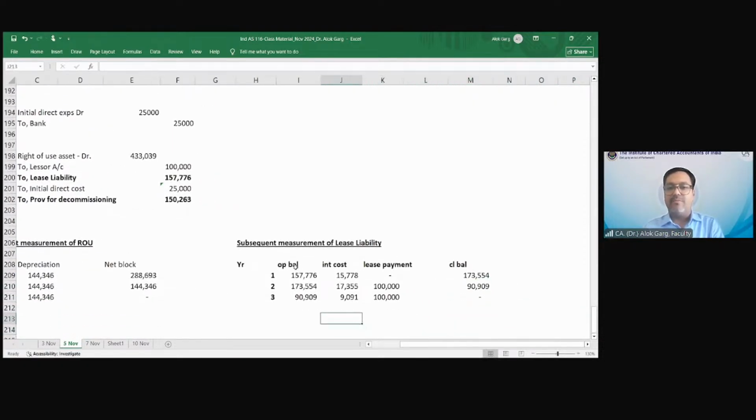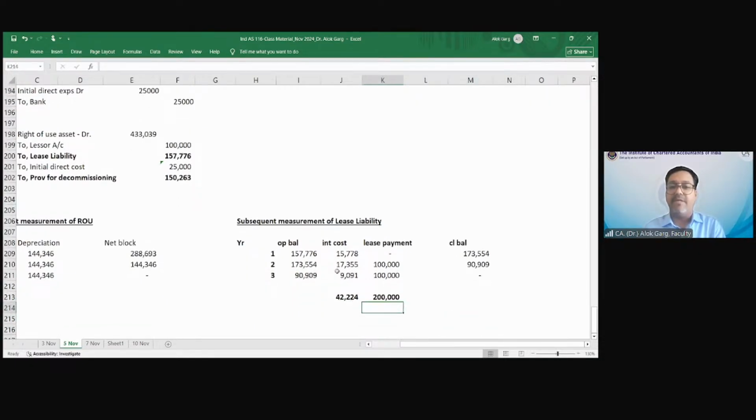Zero. So basically you have to charge interest every year. Interest cost to interest expense to lease liability. This will increase your lease liability. And when you pay, the lease liability will be reduced. You can see the difference between the total lease payment and the interest cost is your present value. यही है ना present value? 157,776. This is the present value, right?